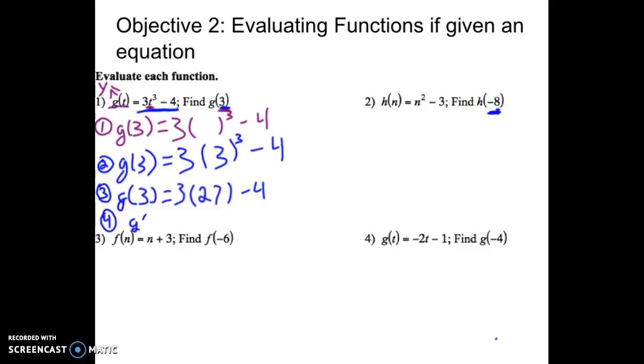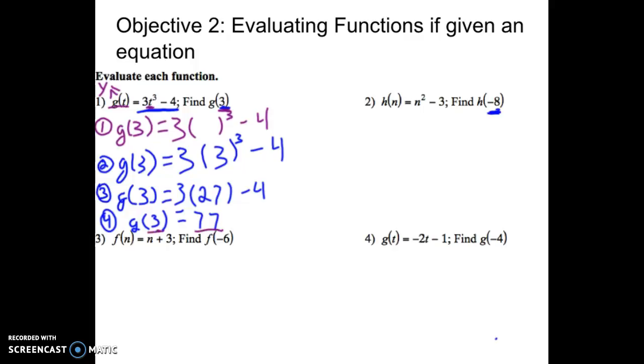g of 3 equals 3 times 27, which is 81. 81 minus 4 is 77. So for this given function, 3t cubed minus 4, if I input 3, my output will be 77.